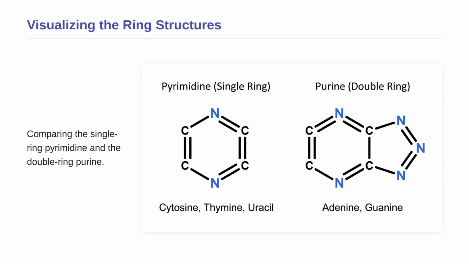Before we move on, let us see this with a concrete visual example. On the screen, you can clearly see the structural difference we just discussed. On the left is the pyrimidine, a single, compact, 6-membered ring. On the right is the purine, a bulkier, double-ring structure. Notice how the nitrogen atoms are embedded directly into the carbon framework of both molecules. This specific geometry is what allows them to stack and pair perfectly within the DNA double helix.